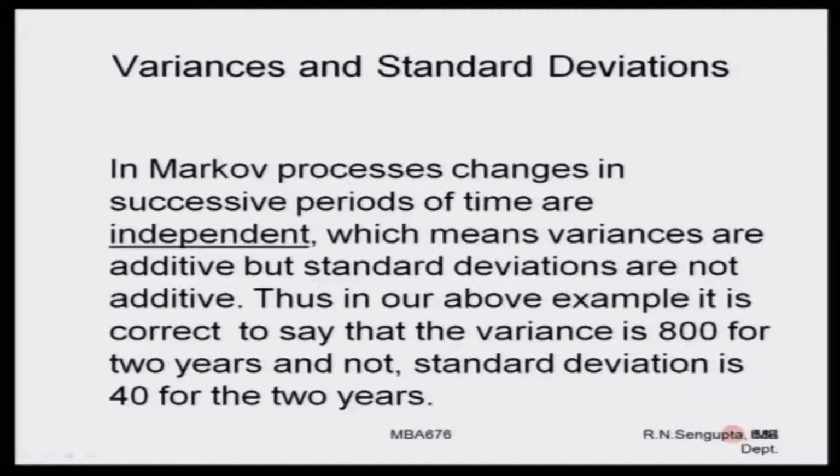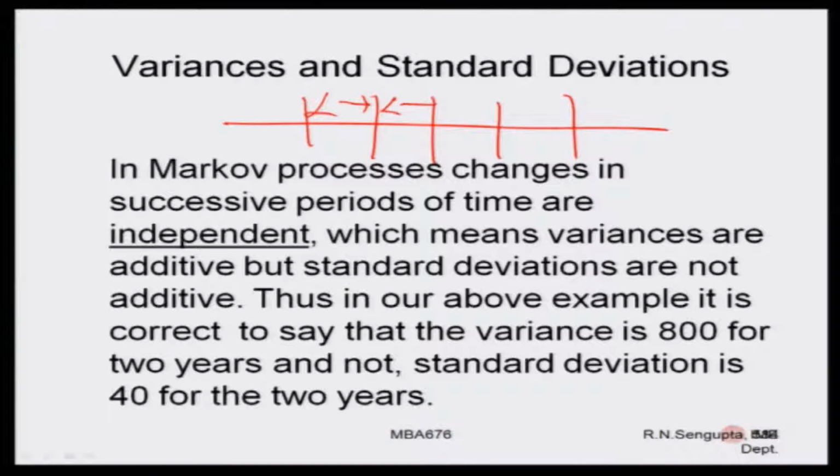In a Markov process, changes in successive periods are independent. This is important to remember, which means that if we have the values and we want to find the differences between these values, let us call them delta 1, delta 2, delta 3 and so on. These differences are IIDs, that means independently and identically distributed with a certain mean and a certain standard deviation, which means the variances are additive but standard deviations are not. Thus, in our example, it is correct to say that the variance is 800 for 2 years, and not that the standard deviation is 40 for 2 years.